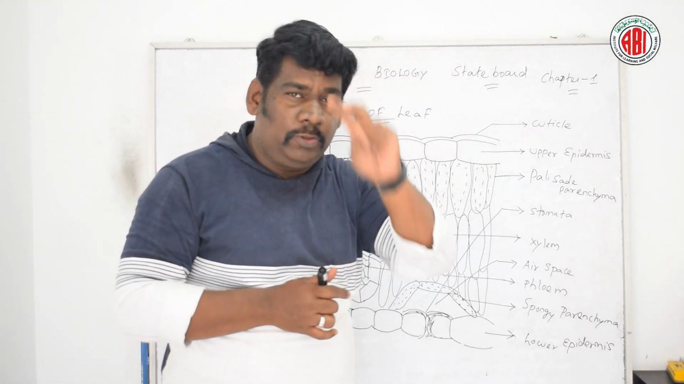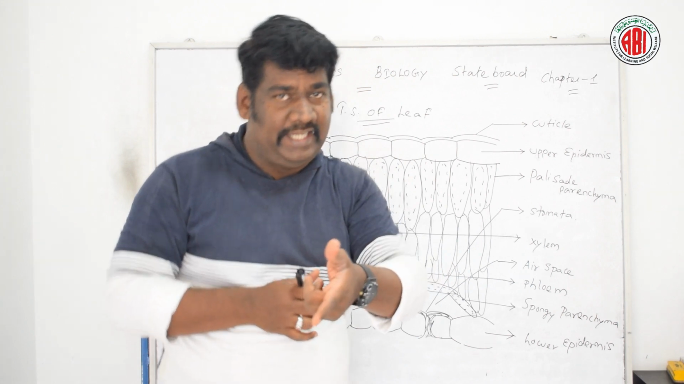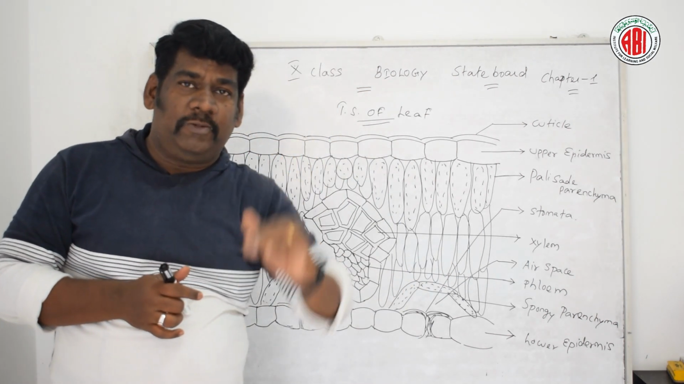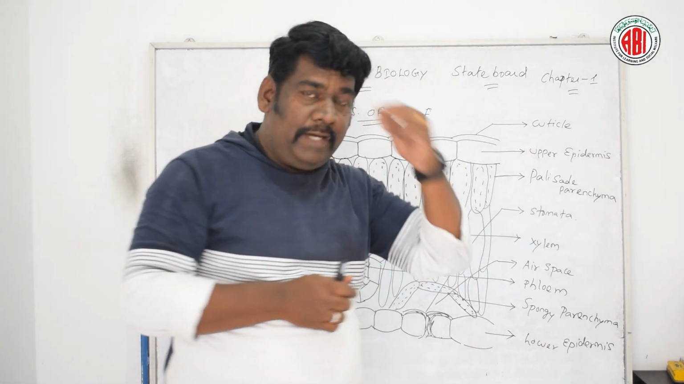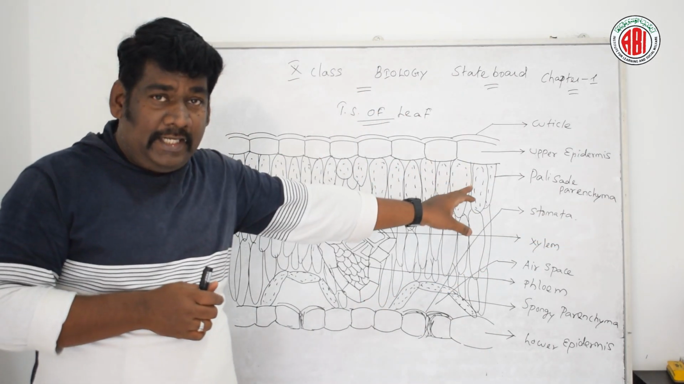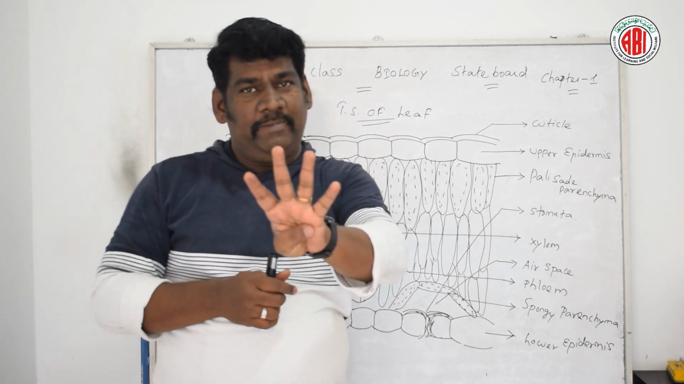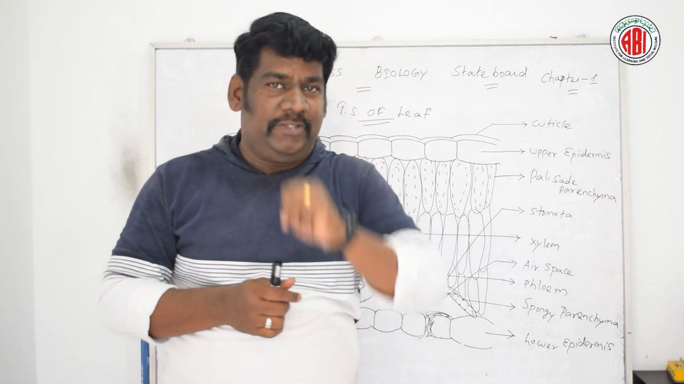So when you keep epidermis in your mind to remember the labeling part, you can write two labelings: upper epidermis and lower epidermis. Similarly, keep parenchyma in your mind: palisade parenchyma and spongy parenchyma. So four labelings are in your hand.